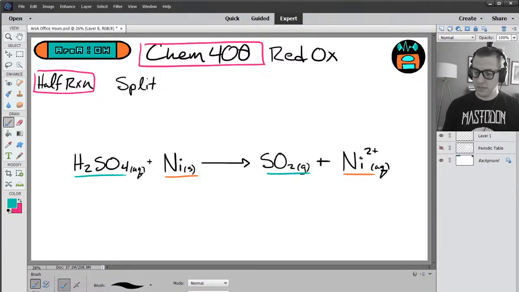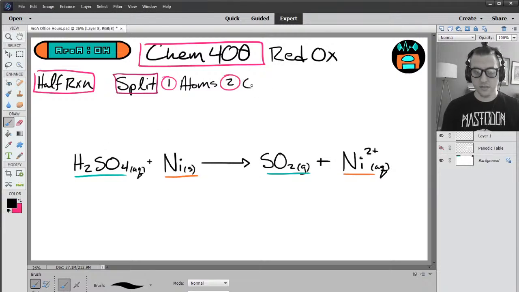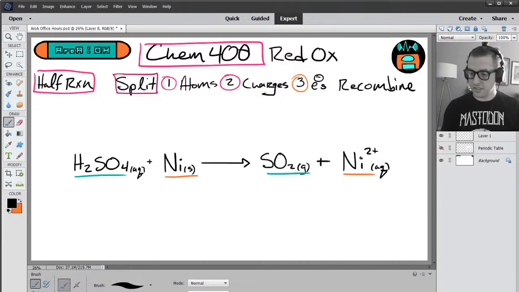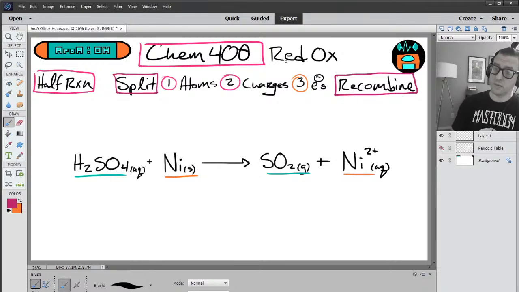After you split into your two half reactions, then step 1, you balance your atoms for each half reaction. Step 2, you balance your charges. Step 3, you balance your electrons, and then you recombine your two half reactions. Those are the 5 steps for balancing redox reactions.